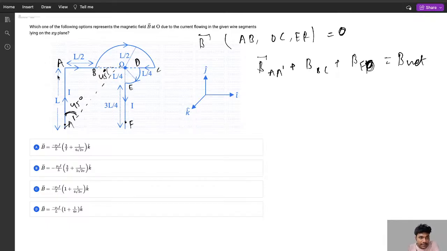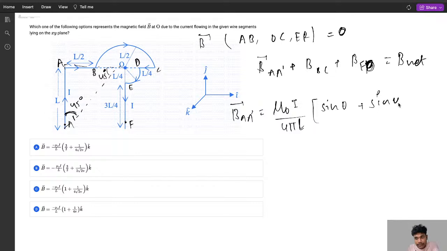So first we find the magnetic field due to this wire, that is equal to mu naught I upon 4 pi r, where r is the distance from the wire, that is equal to L, I think. Okay, so we are going to find B due to AA dash, right? That is equal to mu naught I upon 4 pi r into sine theta, with this angle here. One angle is 0 and another one is sine 45 degree.